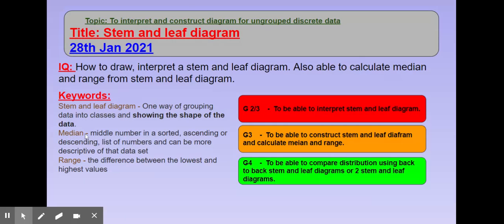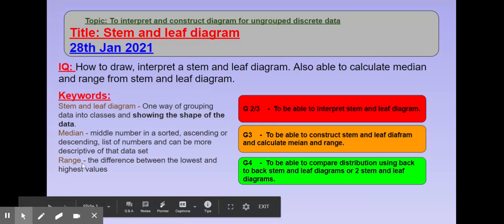We all know the median is the middle number in a sorted ascending or descending list of numbers, and range, which is a measure of spread, is calculated by finding the difference between the lowest and the highest values.